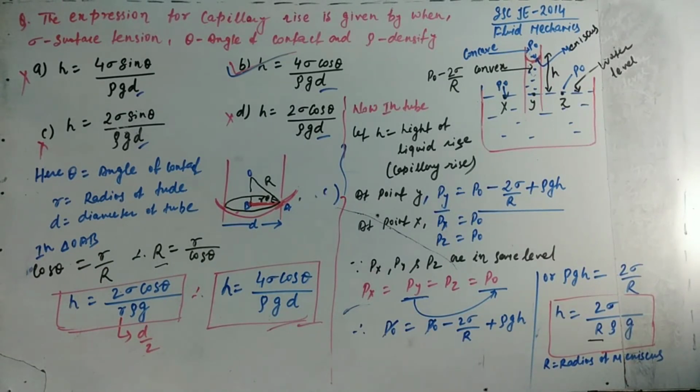The expression for capillary rise is given, where sigma equals surface tension, theta equals angle of contact, and rho equals density. Answer: option B, h equals 4 sigma cos theta by rho g d.